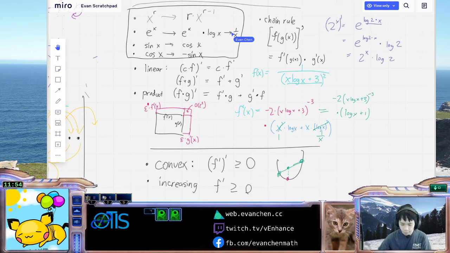What is an inflection point? An inflection point is when f double prime is 0, so it's when a function switches from convex to concave. For example, x cubed has an inflection point at the origin because here it's concave and here it's convex. This is x cubed. So this is the place where it flips, and we call that an inflection point. That's just a name.